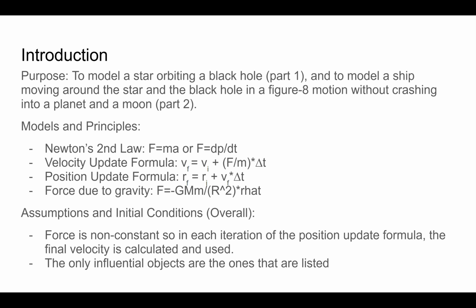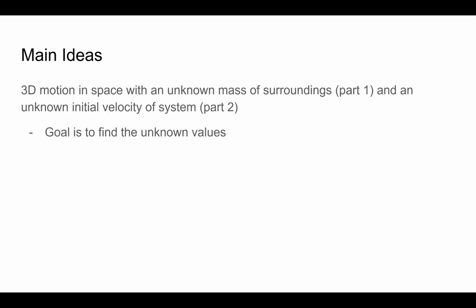The models and principles involved are Newton's second law, velocity update formula, position update formula, and the force due to gravity not close to Earth. Assumptions and initial conditions include force being a non-constant force, so in each iteration of the position update formula, the final velocity is calculated and used. The only influential objects are the ones that are listed. So the main idea, this is 3D motion in space with an unknown mass of surroundings in part 1 and an unknown initial velocity of system in part 2. The goal is to find the unknown values.